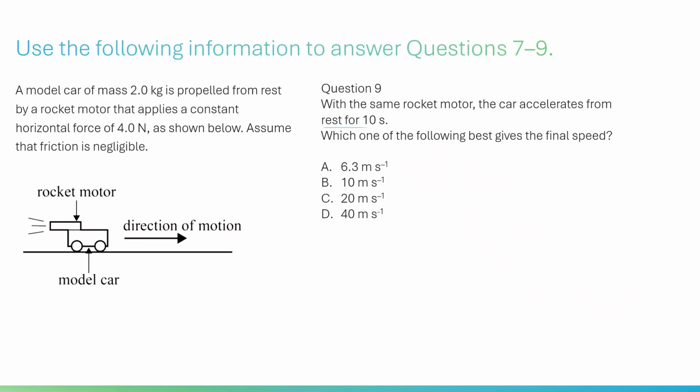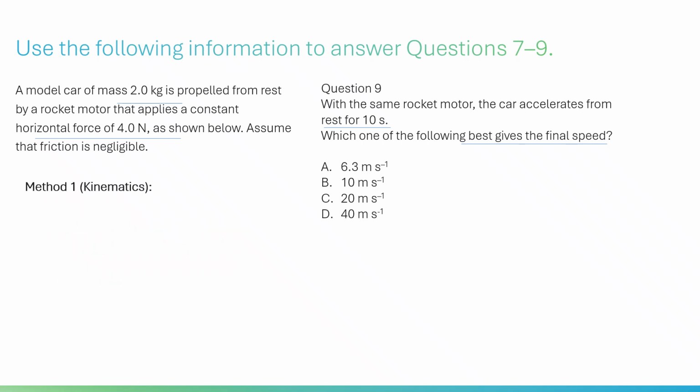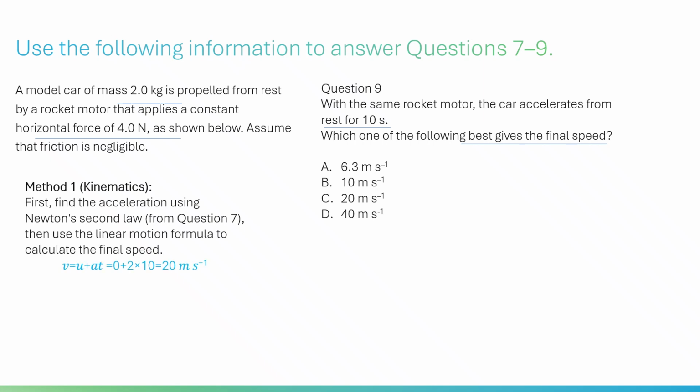With the same rocket motor, the car accelerates from rest for 10 s. Which one of the following best gives the final speed? Using the mass and net external force given in the stem, the final speed can be found in two ways. Method 1, kinematics first: find the acceleration using Newton's second law, from question 7, then use the linear motion formula to calculate the final speed.